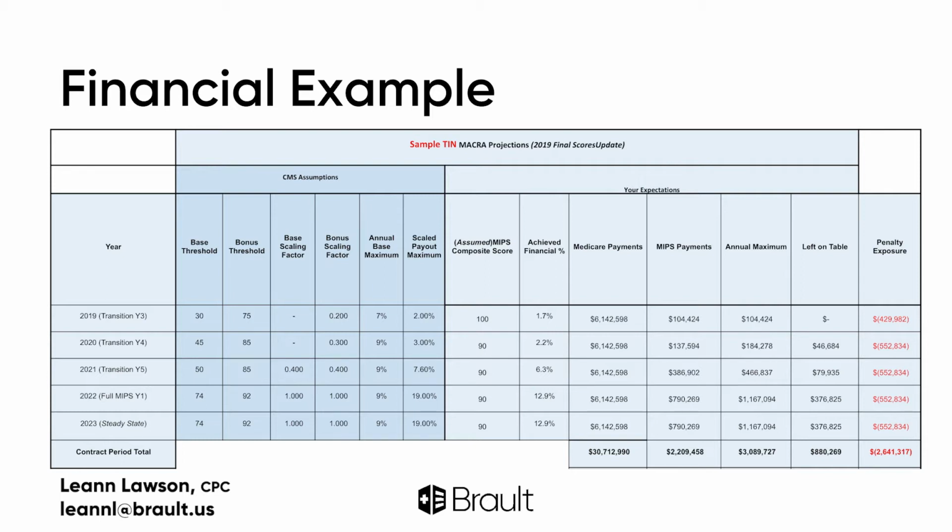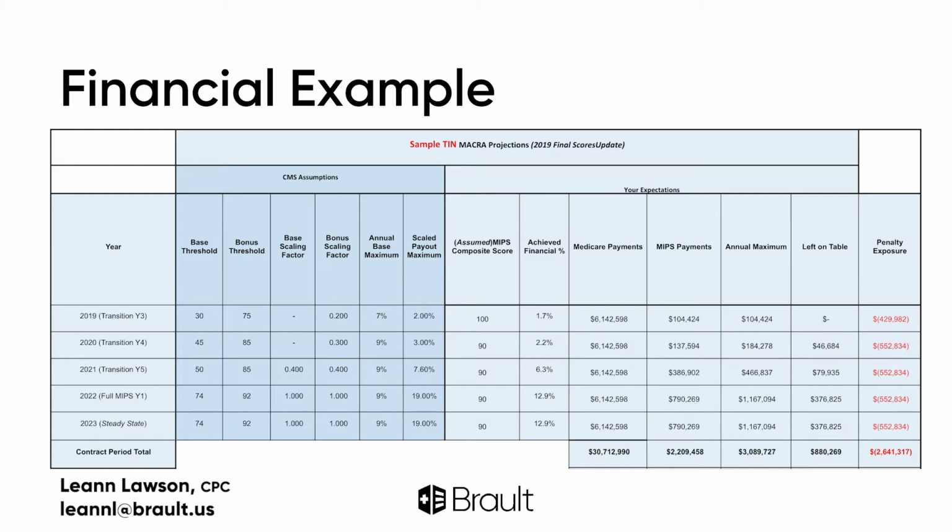So for 2022, we have a base threshold that increased by 15 points, from 40 to 45, and our bonus threshold is also increased to 85 points. As we look through, if we have an assumed MIPS composite score of 90, which sounds pretty good, we would achieve a 2.2% financial achievement, resulting in $137,000 roughly in change. We're leaving on the table about $50,000 almost.